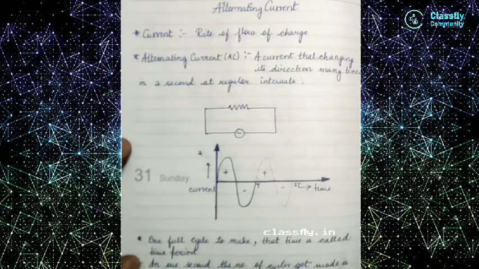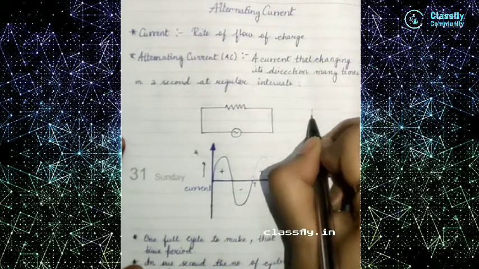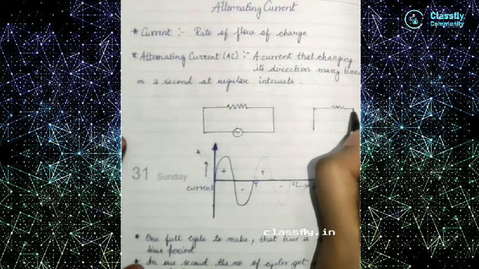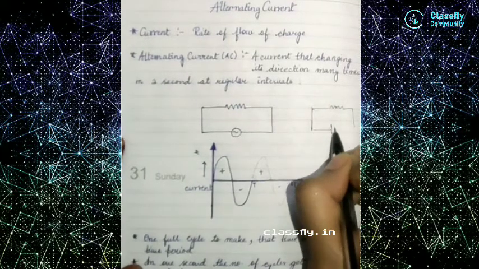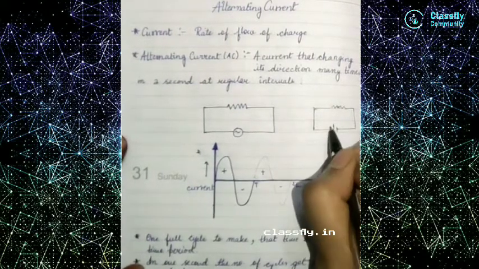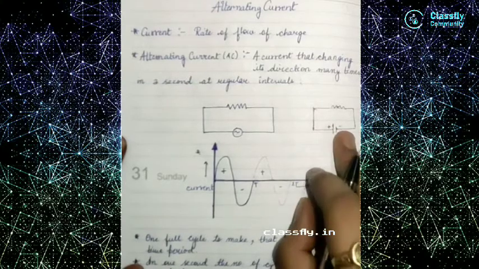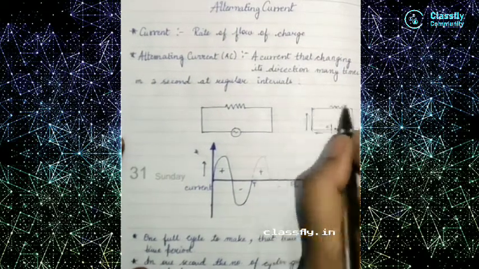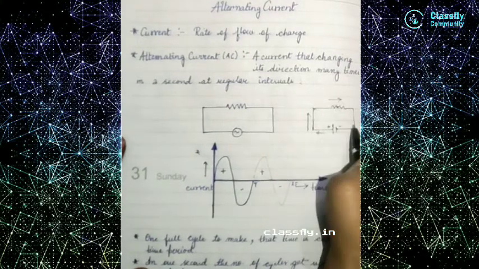So you know that we have always drawn this circuit with vertical lines, and this is a DC circuit. This is a higher potential and this is a lower potential. So the current starts moving in this direction and continues moving like this.